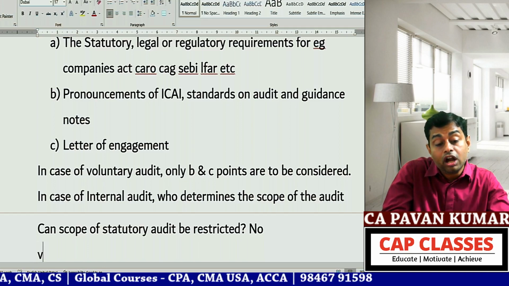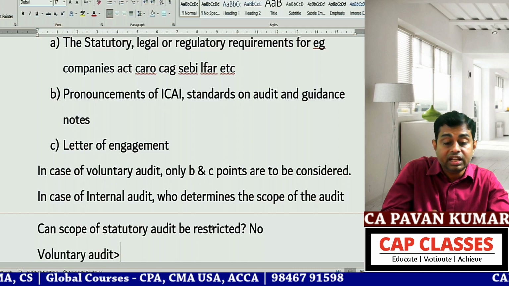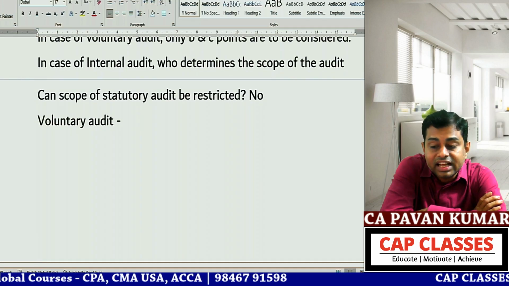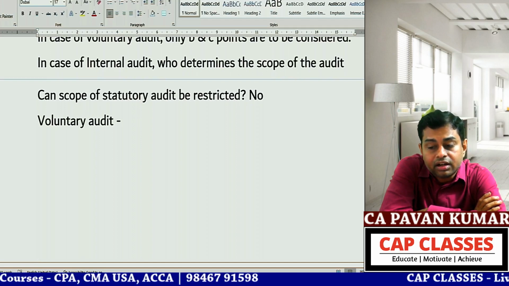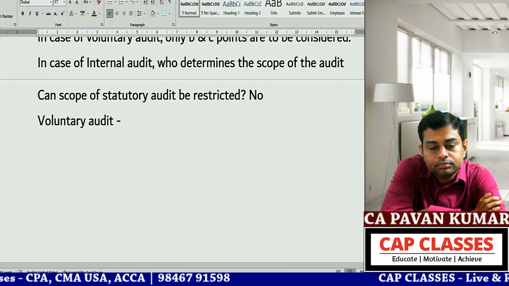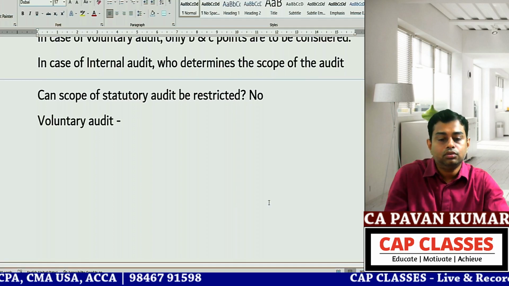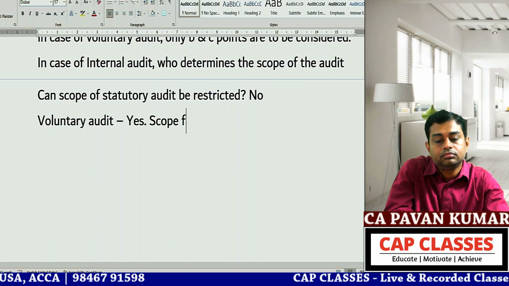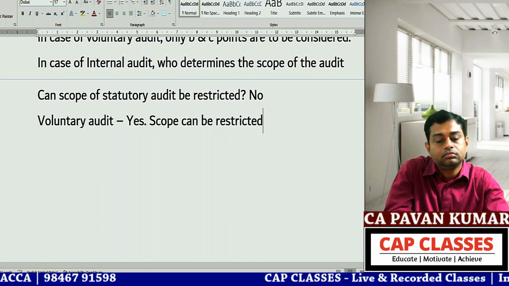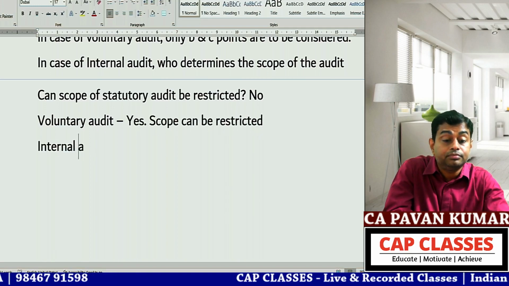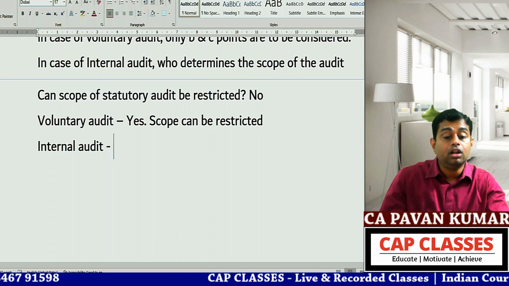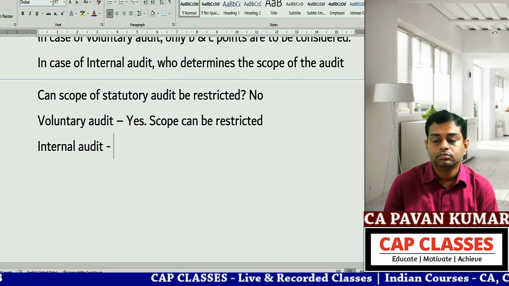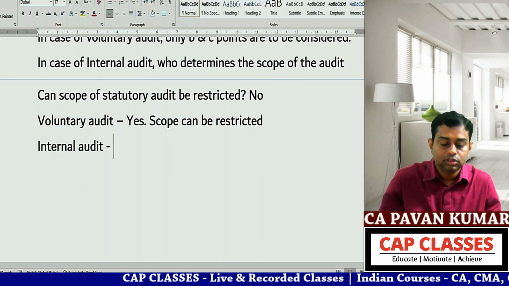What about voluntary audit? In case of voluntary audit, whether the scope can be restricted? Guys, in case of voluntary audit, whether scope can be restricted? Yes. In case of internal audit, whether the scope of the audit can be restricted? Yes.